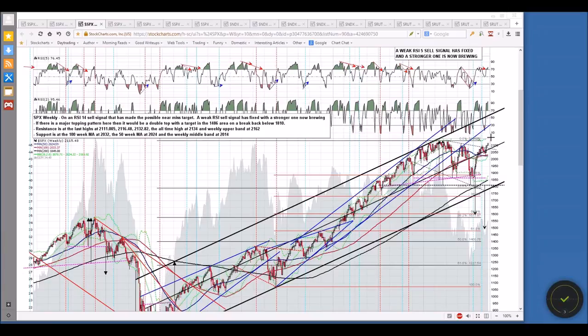Okay, so I want to mention one other possibility, Stan, I'd like your comment on. Is it possible that this is actually wave 5 of primary 3? No, I don't believe so. Okay, good.